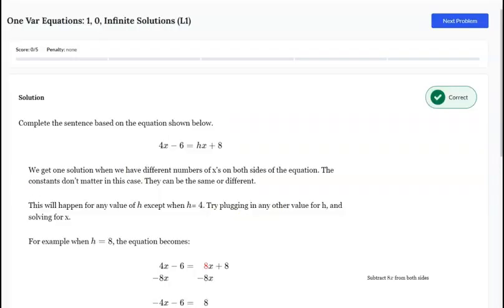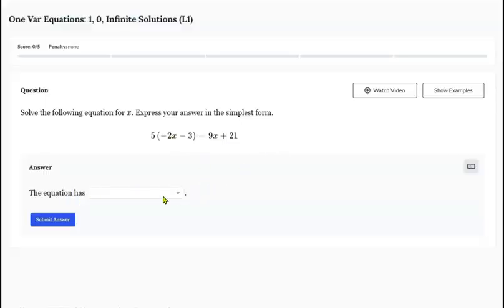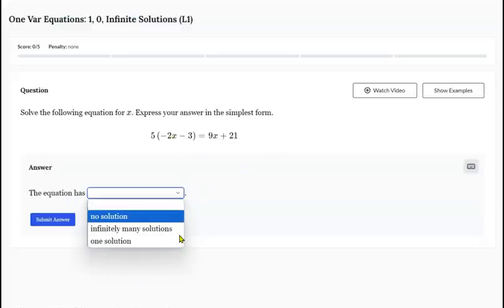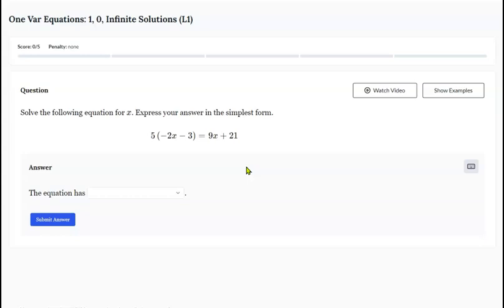Now for the last topic, you're going to practice deciding whether it has infinitely many solutions, yes or no. And you don't have to do all of the math. They're not asking you yet what the answer is. They just want to know, can you tell by looking? And the answer right now is no, I can't tell by looking, because there are too many items on the left-hand side. So I'm going to simplify this and say negative 10x minus 15.